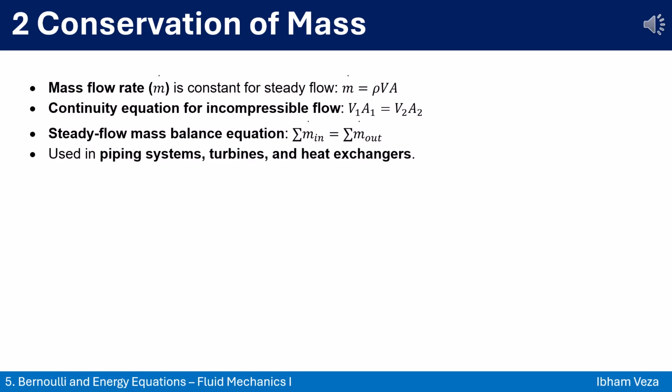Reduce the area, and the flow speeds up. The more general mass balance for a control volume is straightforward. The total mass entering equals the total mass leaving, or sigma m dot in equals sigma m dot out. These equations aren't just theory. They're tools you'll use for analyzing piping systems, turbines, and even heat exchangers. Once you grasp this, you're ready to tackle real engineering flow systems.